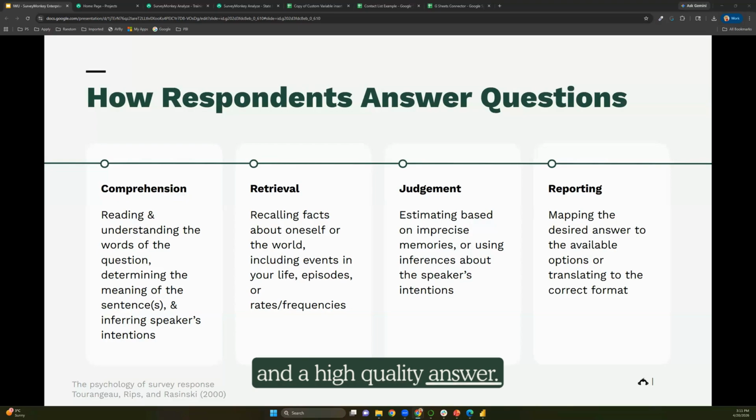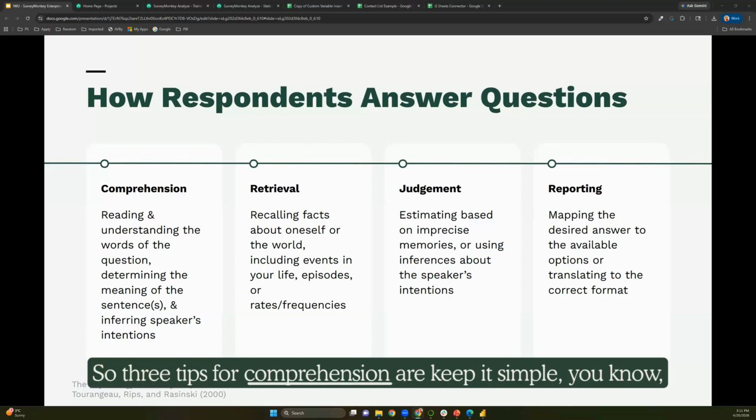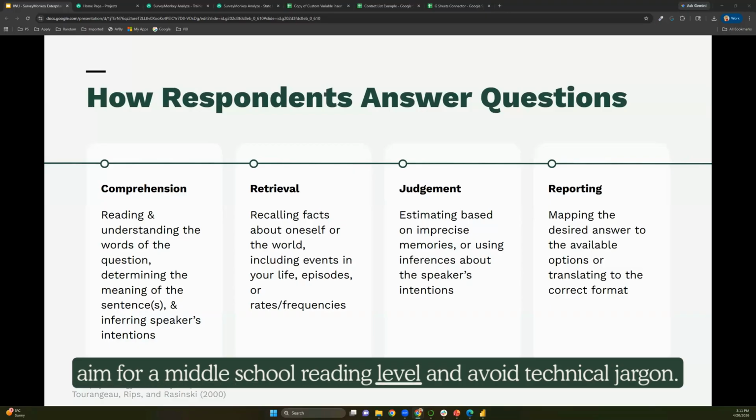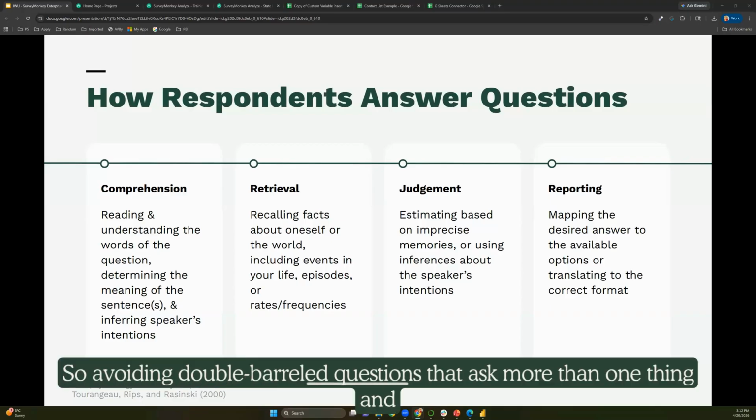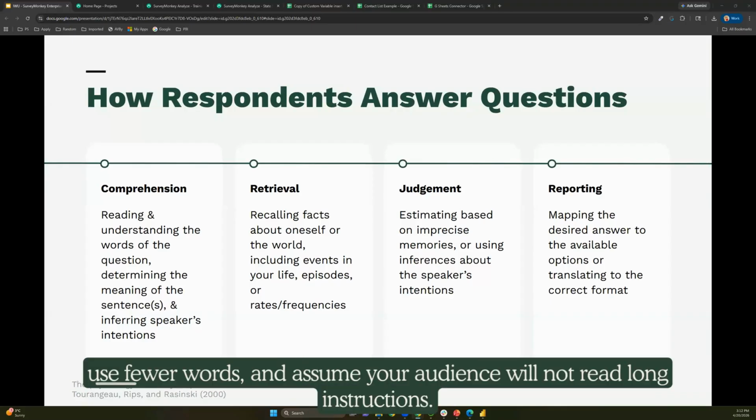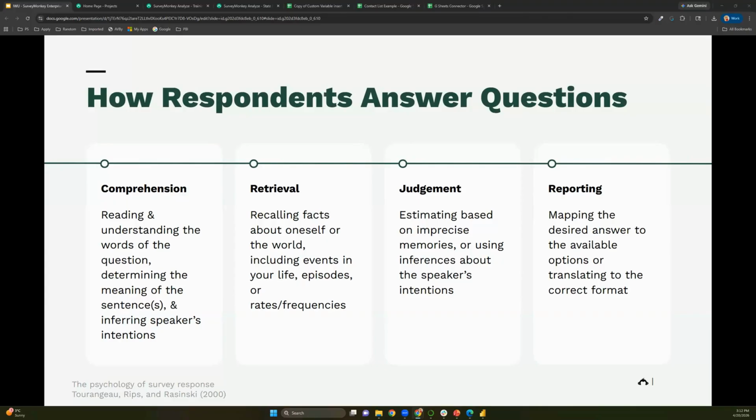By keeping your language clear and your definitions simple, you remove the mental hurdles that stand between the respondent and a high-quality answer. So 3 tips for comprehension are: keep it simple, aim for a middle school reading level and avoid technical jargon. Keep it to one topic at a time, so avoid double-barreled questions that ask more than one thing. And be concise, use fewer words, and assume your audience will not read long instructions.